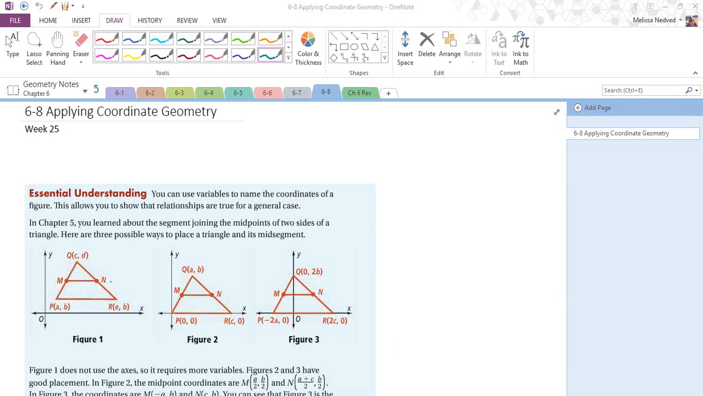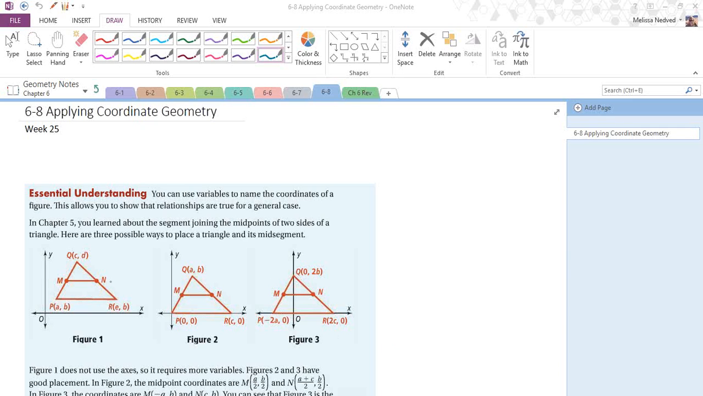All right, section 6-8 talks about applying coordinate geometry. And really what we're going to do is extend from section 7, where we look at those polygons in the coordinate plane. We're going to talk about polygons a little more generally. So instead of giving each vertex a specific point, we're going to say, hey, how can we talk about these in a general sense? And that's going to help us with proofs when we do coordinate geometry proofs.